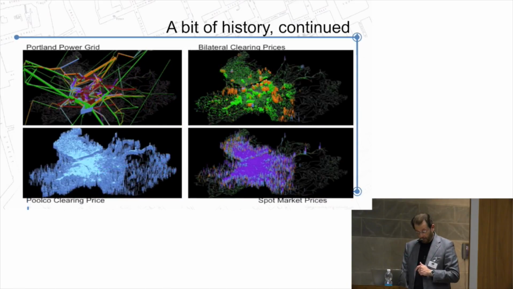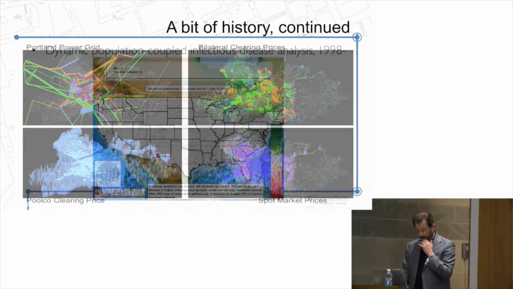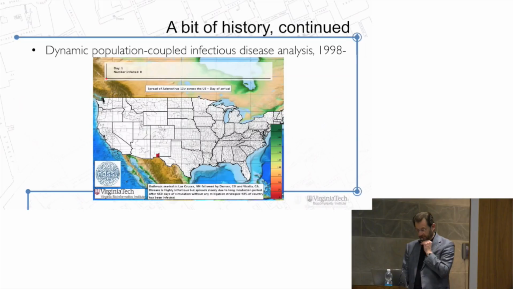These are power markets. So once we understood what the populations were doing, we had some access. We could change how the synthetic population is. There's not one synthetic population. There's contextualized, sort of infinitely many of them. So there's a Portland power grid, a bilateral clearing price, pool co-clearing prices, spot market prices. This is all based on demand-side modeling of individuals and the detailed modeling of transactions in the market closings in the energy markets. Madhav showed you this picture here of infectious disease work.